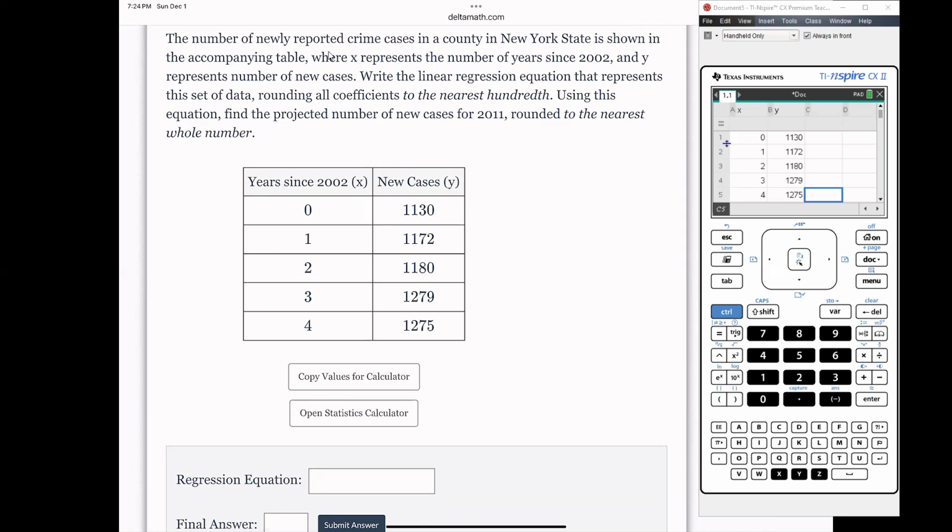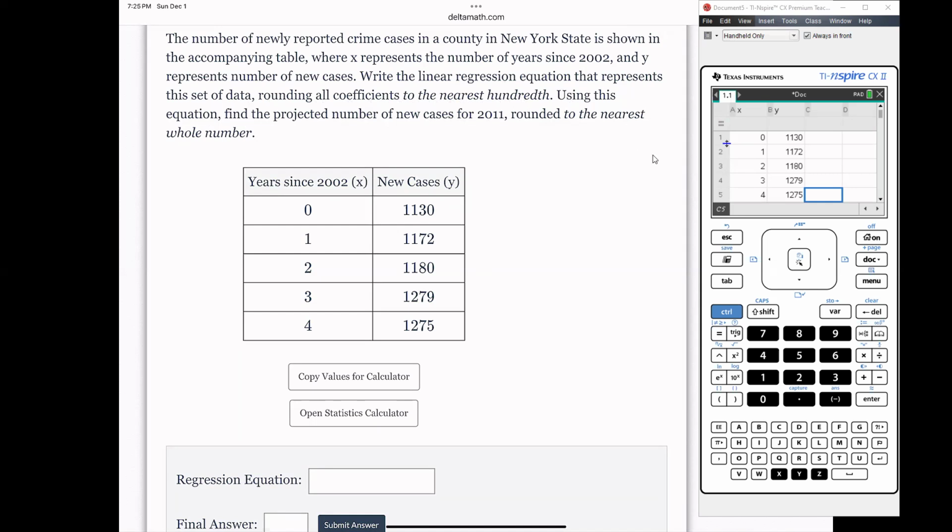It's saying the correlation between the time since 2002 and the number of new cases of reported crime. So the X is the time since 2002 and Y is the new cases that have been reported in crime. Now, we're going to write a linear regression, and they want us to round all of the correlations to the nearest hundred, which means we're going to round it to two decimal places. And then they want us to use this equation to find out how many new cases would be in 2011. So I'm going to show you how to do this.